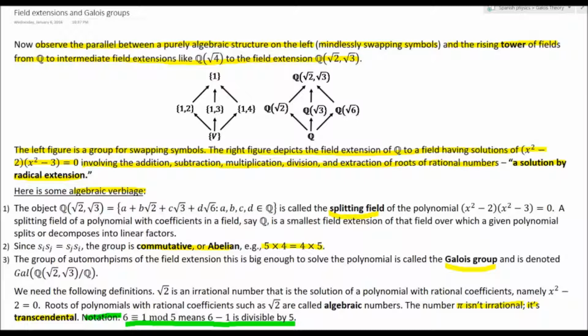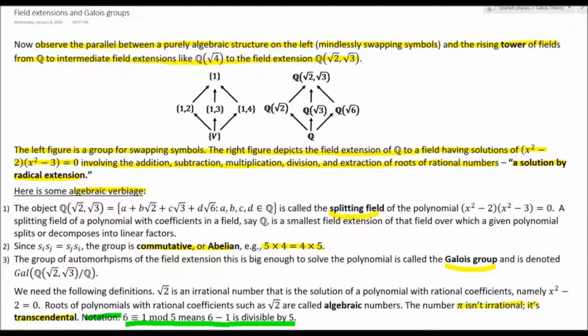It's not expressible as a fraction. Being a solution to a polynomial, x squared minus 2, it's called an algebraic number. The number pi, on the other hand, isn't just irrational. It's transcendental. It can't be expressed as a finite collection of numbers. You need an infinite series to define pi.